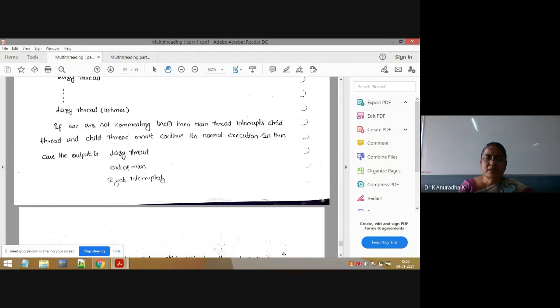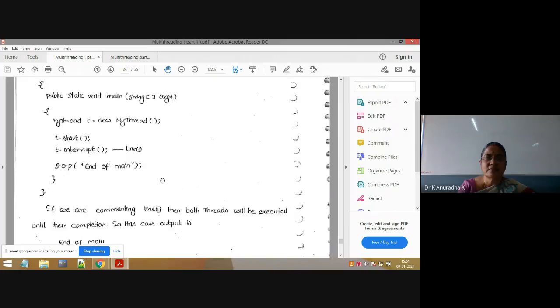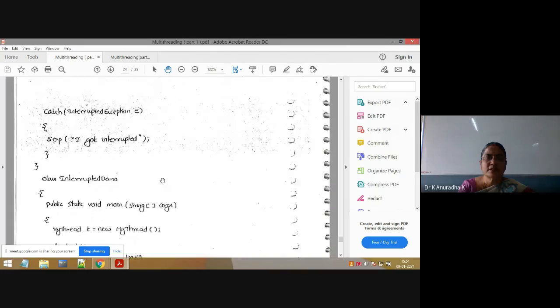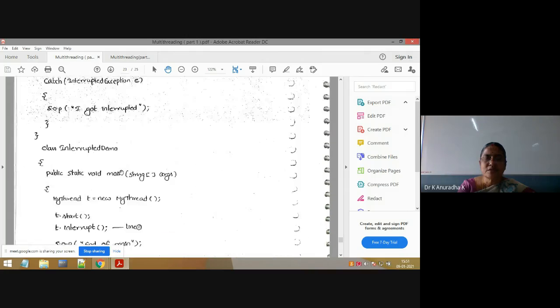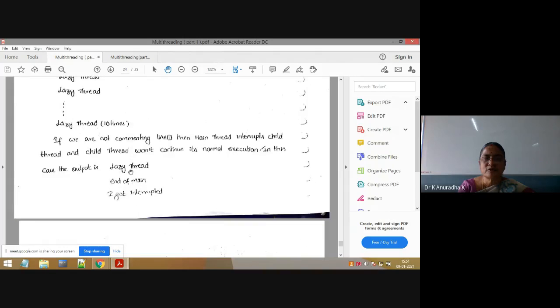Okay. Next, in the same way, I have written one more program using the interrupt method. In the first program, I have written System.out.println and Thread.sleep in the same for loop. This is the closing of the for loop and this is the closing of the try block. Inside the for loop, I have written System.out.println and Thread.sleep. That's why you get this output for this program.